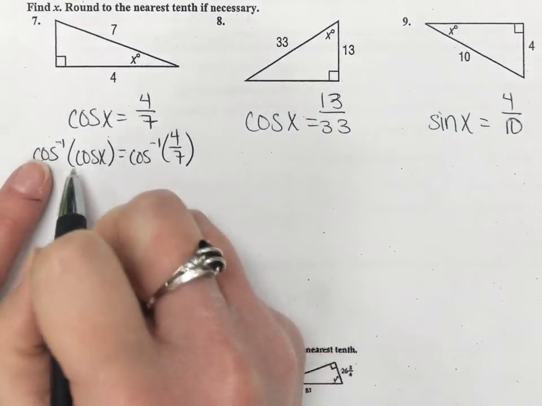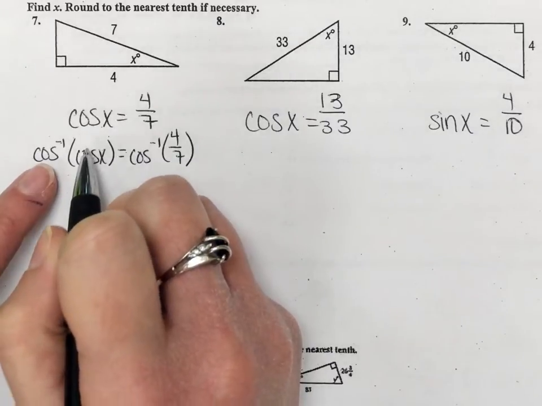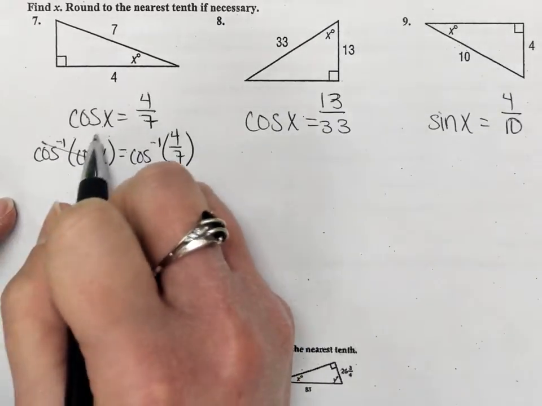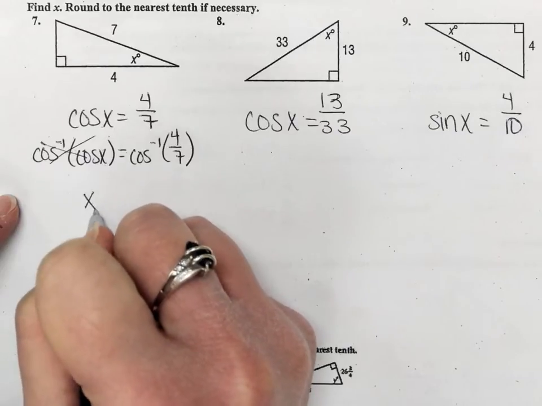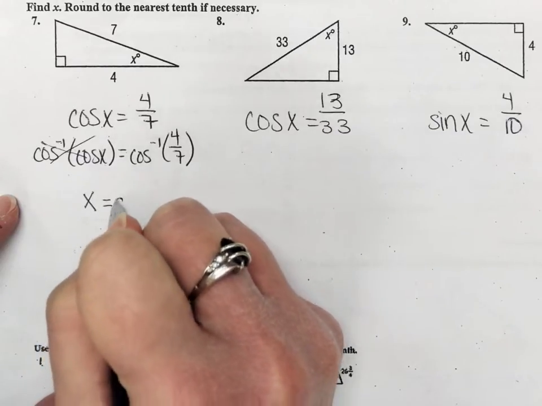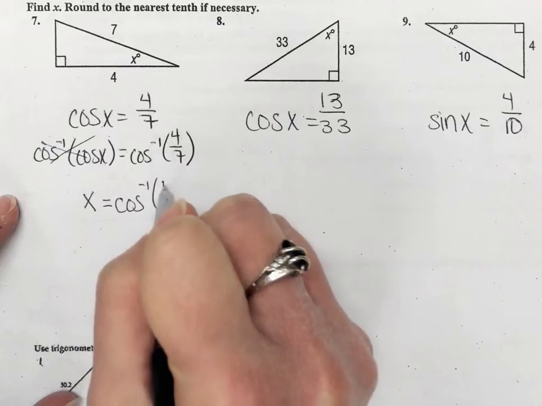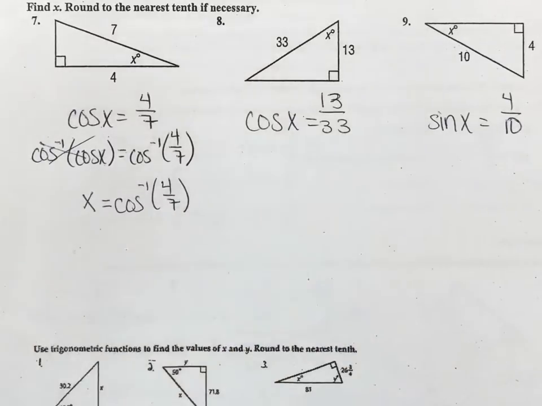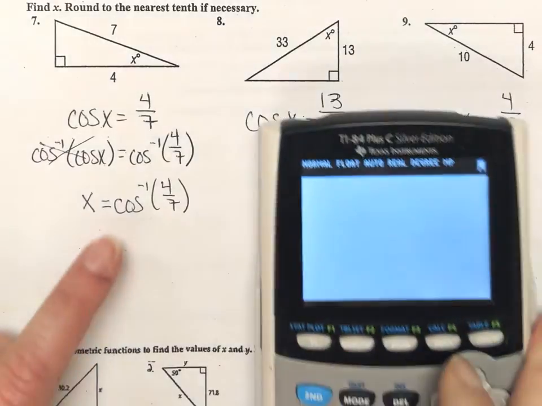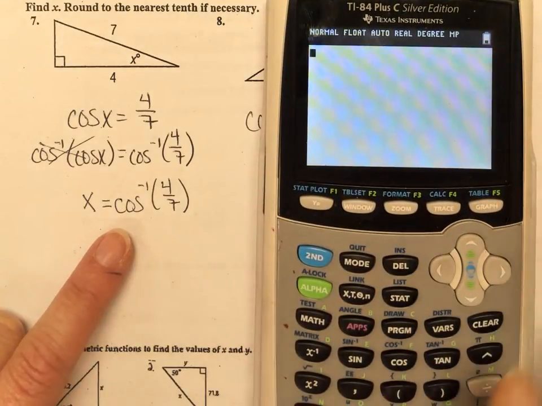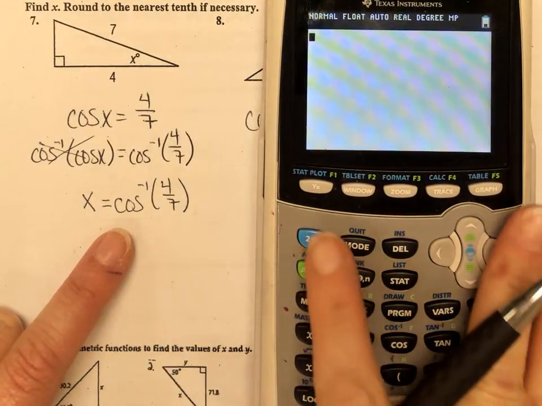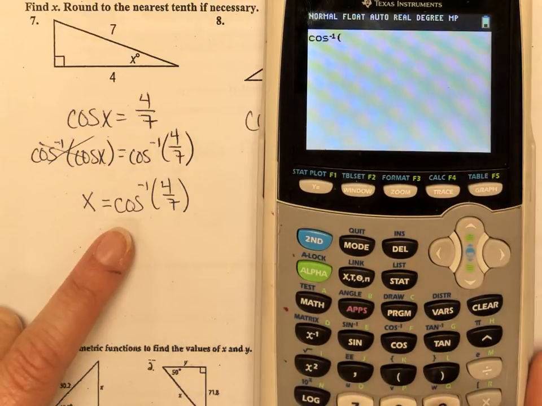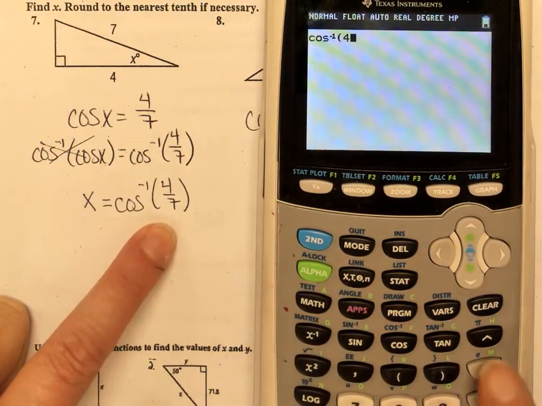If these are inverses, if these are opposites of each other, what happens? They cancel out. So what's left? X equals the inverse cosine of 4 over 7. All right, so let's use our calculator. You ready? All right, so how do we type that in? If it's in blue or in yellow, how do I do that? Second cosine. Ooh, look at there. It pops up inverse. 4 divided by 7.